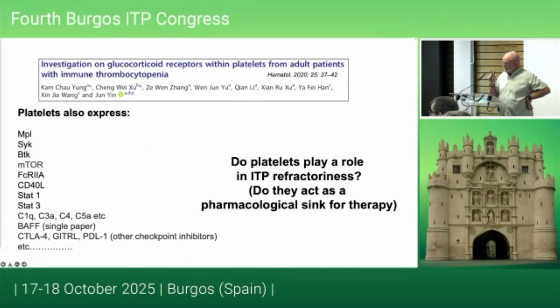Platelets also express all of the molecules that we use to target through therapies. They have the MPL receptor, which is the thrombopoietin receptor. They have SYK, they have BTK, they have mTOR. They have a whole variety of these molecules. And so the question then becomes, can platelets act as an immunological sink? When you give the therapy, the platelets soak it up because they express the molecules that the therapy targets, and do they inactivate the particular therapeutic responses? And that's one of the things that we're trying to understand in the animal model.